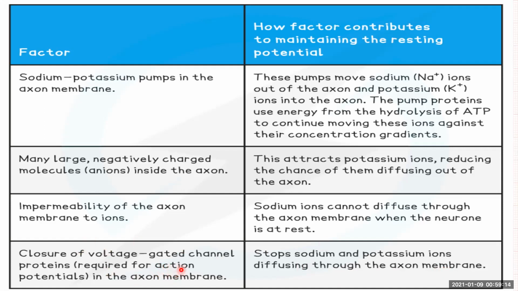So when we talk about an axon at rest, the sodium potassium pump would be working hard to take the sodium out and bring the potassium in. These large negative anions would make bonds with potassium ions and stop them from diffusing out. This axon would not allow the sodium ions to go out once they're inside. And these voltage gated channels would remain closed, which also stops the sodium and potassium ions from diffusing through the axon membrane. These are the factors which contribute towards the resting potential, which remains at minus 70 millivolts.